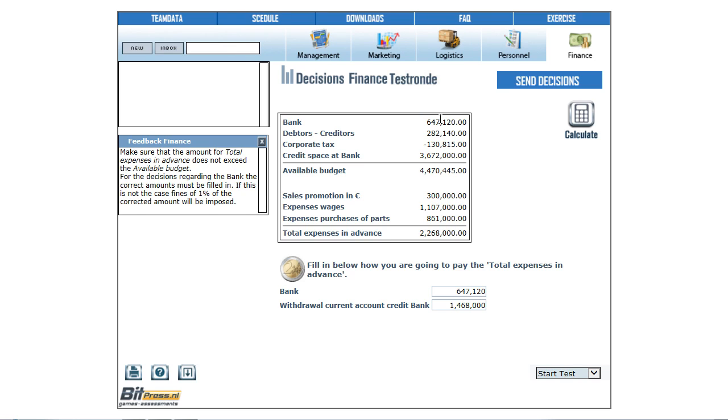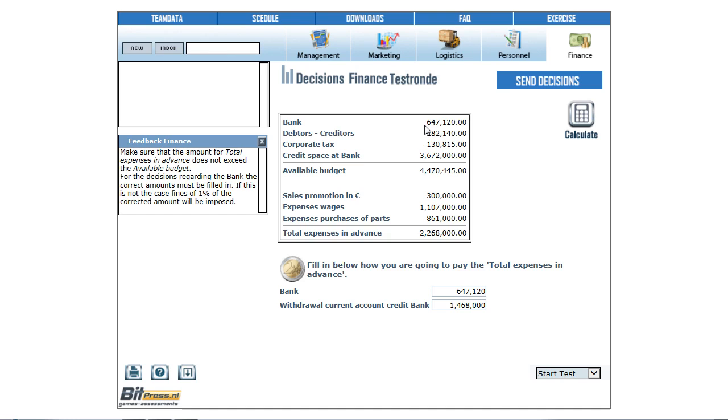The available budget consists of the money on your bank account, the money that you will get from your debtors minus the money you owe to your creditors, the money you have to pay for your corporate tax, and your credit space at the bank. Make sure your total expenses do not exceed your available budget. If so, your decisions will be adjusted during the processing of the round. The total expenses in advance consist of expenses from sales promotions, wages of temporary personnel and purchases of parts.